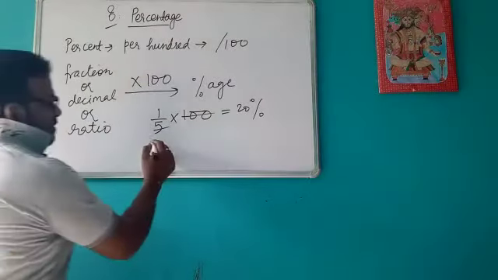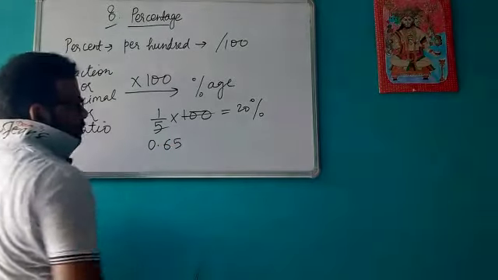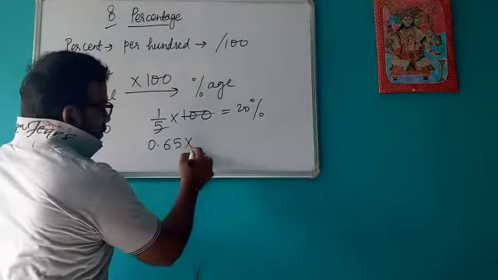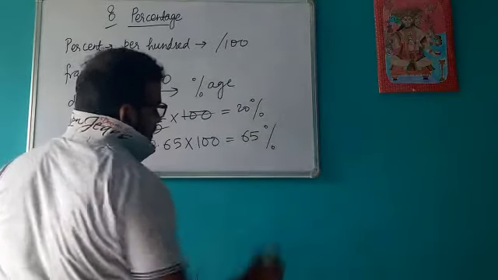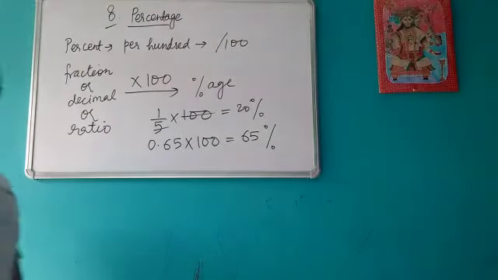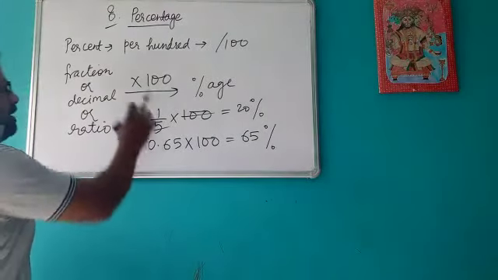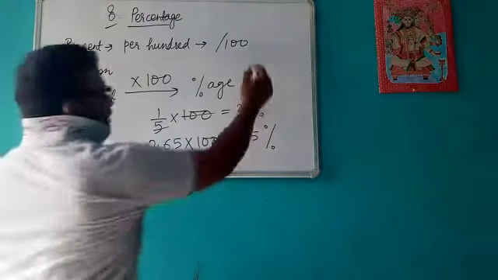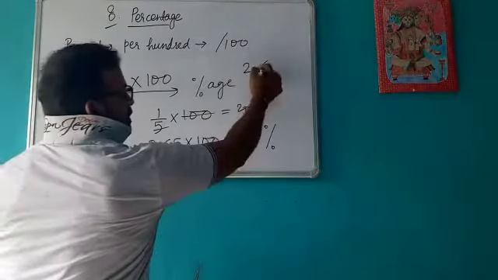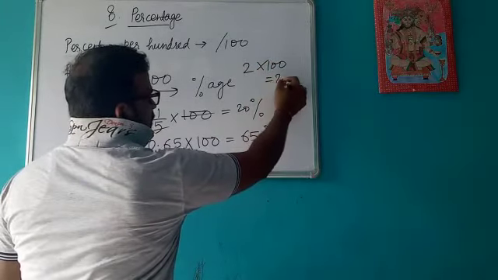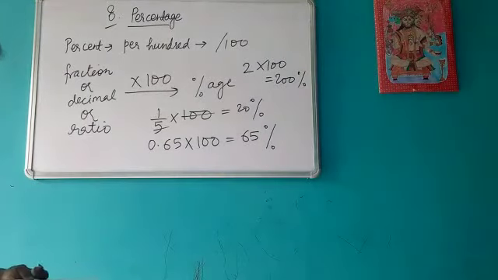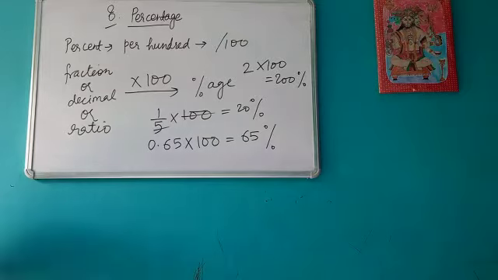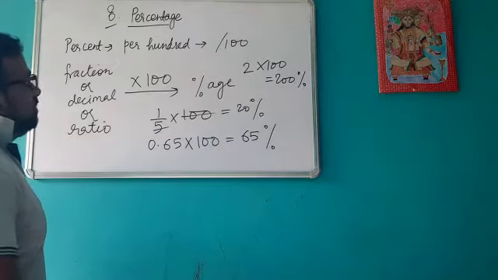Or suppose I have a decimal, 0.65, and I wish to convert it into a percentage. Again I will multiply it by 100, so I will get 65%. In this manner we can convert any number into a percentage simply by multiplying by 100. Even 2 can be converted into a percent by multiplying by 100, giving 200%.